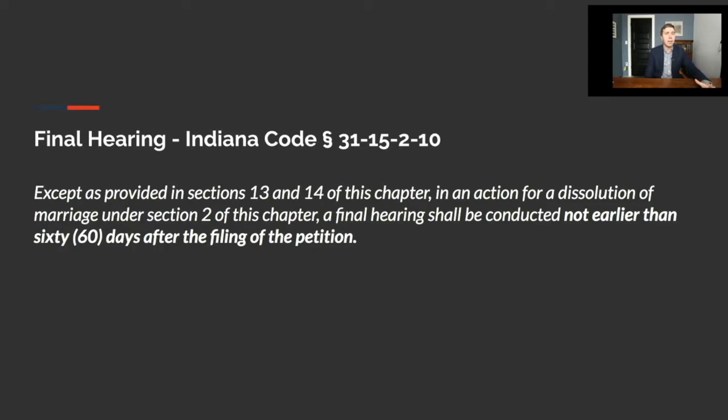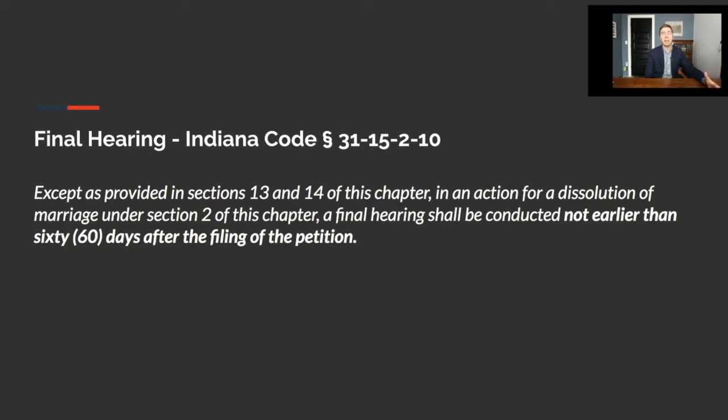One important thing to know about divorce in Indiana is that it's not granted automatically or at the outset of a case. There's what's known as a cooling off period in Indiana. You have to wait 60 days from the filing before you can petition the court for a final dissolution hearing. And the authority for that is set out in 35-15-210, which states that a final hearing shall not be conducted earlier than 60 days after the filing of the petition.